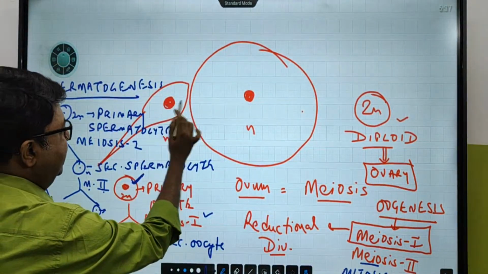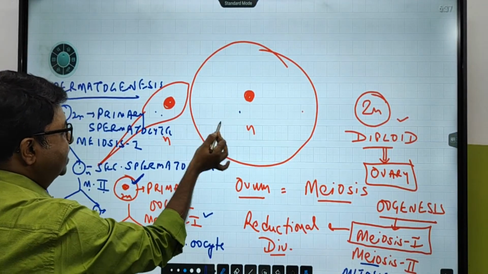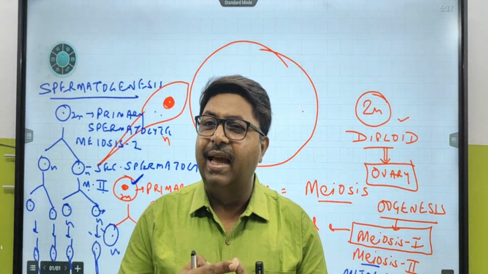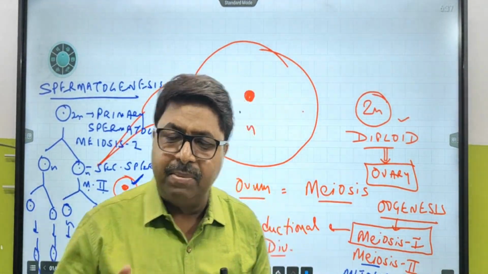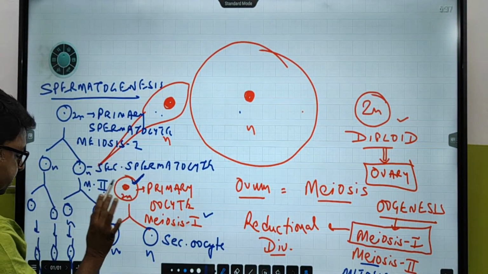So ultimately this M and N, this is one cell, this is another cell. The union between two cells is what is this called? The union between two cells is called syngamy. It's called syngamy. And ultimately it's going to form what? Zygote. It's going to form zygote.